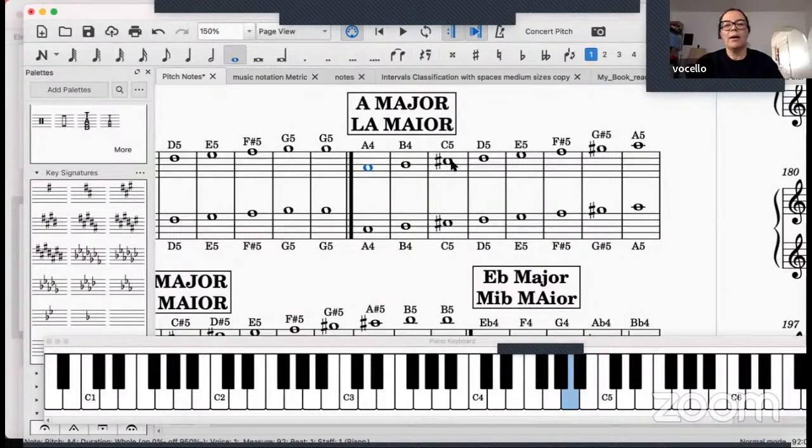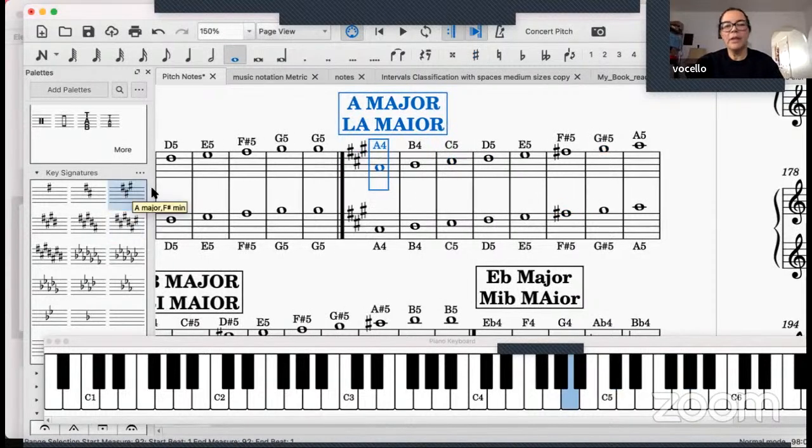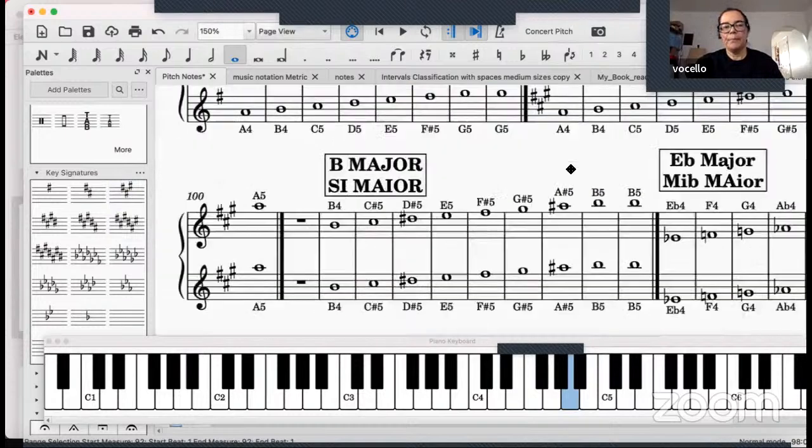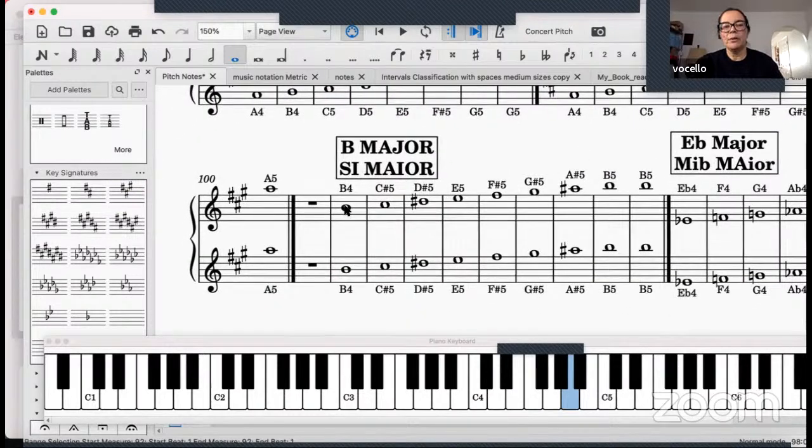And A major, besides the F and C and G, let's see how many sharps. So I have F, F and C, and G sharp. So that's the key signature of A major: F, C, and G. Now B major.